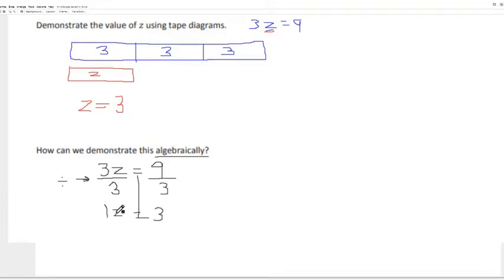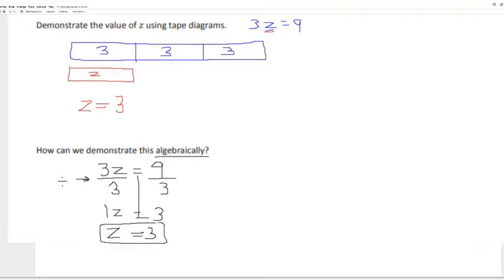Well, when we're writing this with a variable, we don't need this coefficient of 1. If we look up here at the tape diagram, this is 1z. I know it's 1z because it's there. If it was 0z, there wouldn't be a z there. So this z by itself means 1z. So we can actually drop the 1. This is how we write the solution: 1z equals 3, or just simply z equals 3.